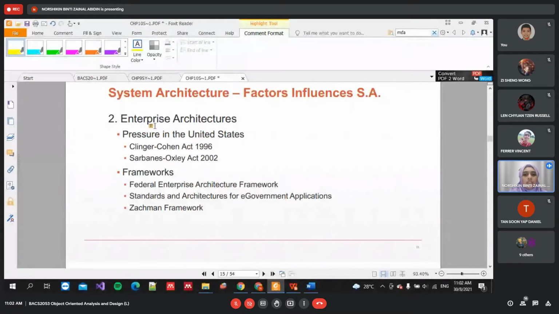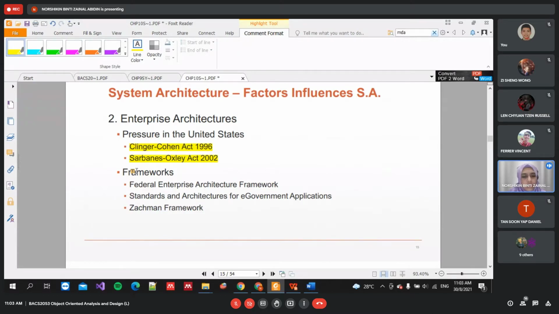Second is enterprise architecture. As you can see here, due to pressure in the US, there's an act here. It's not a law, but yeah, it's an act. This one is why they have this architecture. If you go to Google, of course there's some background, but I don't think that's important. But you can Google these two acts, 1996 and 2003, due to pressure in the US.